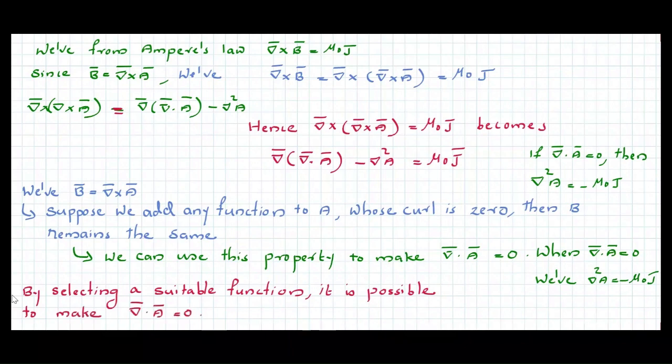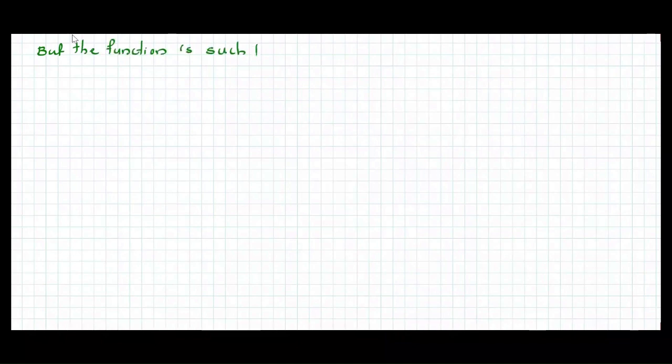Thus, by selecting a suitable function, we can eliminate the divergence of A, or we can make del dot A is equal to 0 and reduce the equation to del square A is equal to minus mu 0 J.